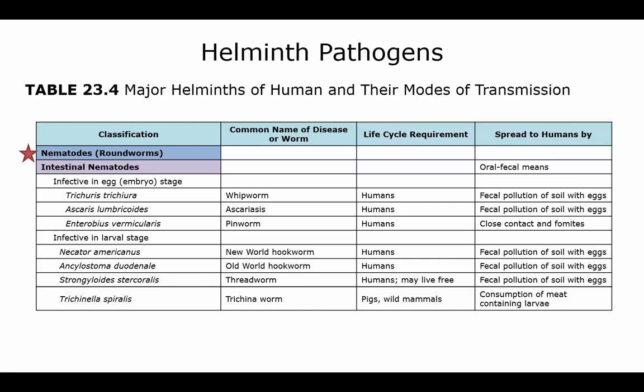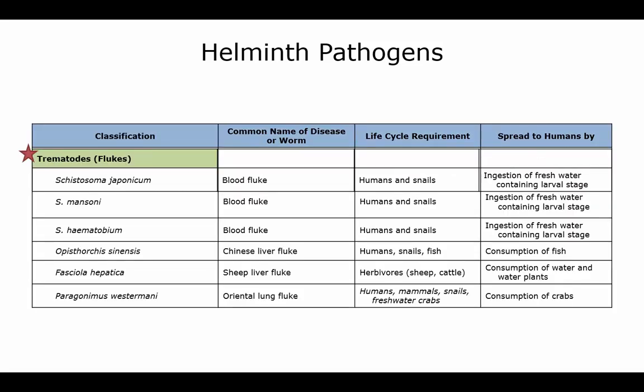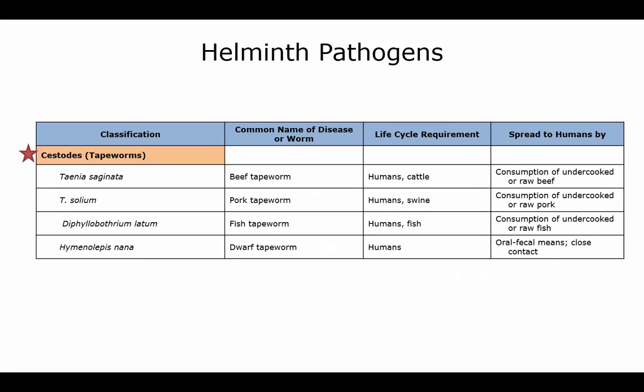This is a list of the human helminth pathogens. You may be familiar with some of them. A lot of them, you notice, are spread by fecal pollution. You may have heard of pinworms and hookworms and the trichina worm from pork. You may have heard of filariasis. Flukes are also included in the helminth pathogens, and then tapeworms.